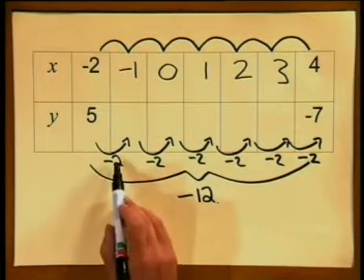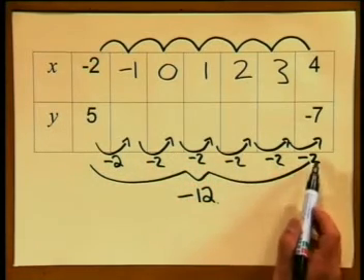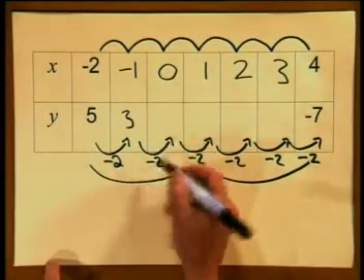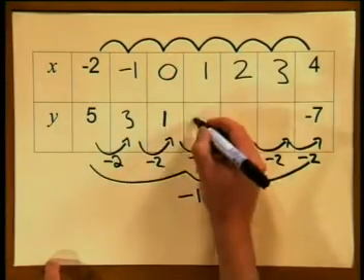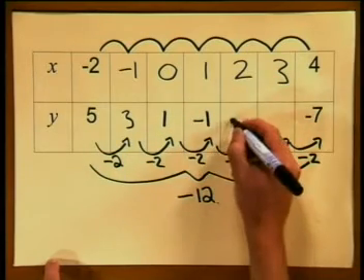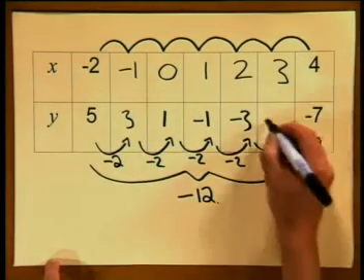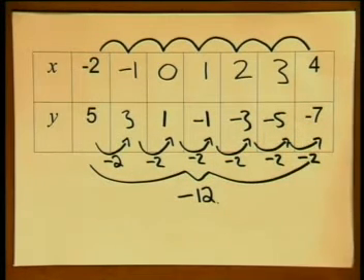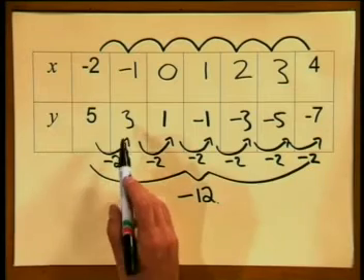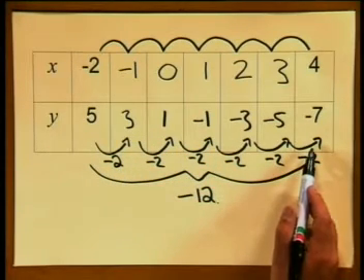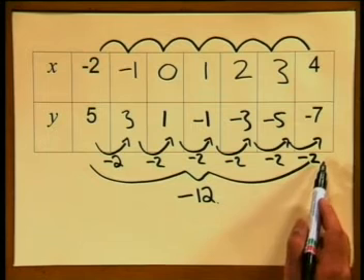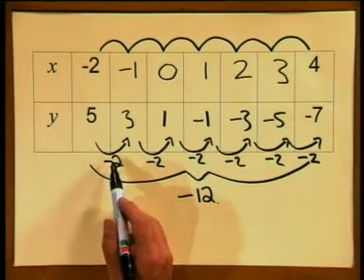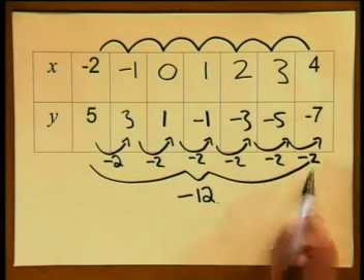Now let's see if this change of minus 2 each time is correct. 5 minus 2 is 3, minus 2 is 1, minus 2 is minus 1, minus 2 is minus 3, minus another 2 is minus 5, subtract another 2, we get to minus 7. So the decrease of minus 2 in the output value 6 times does in fact give us a total decrease in the output values of minus 12. So we know that our change of minus 2 is correct. The rate of change of our function is -2.